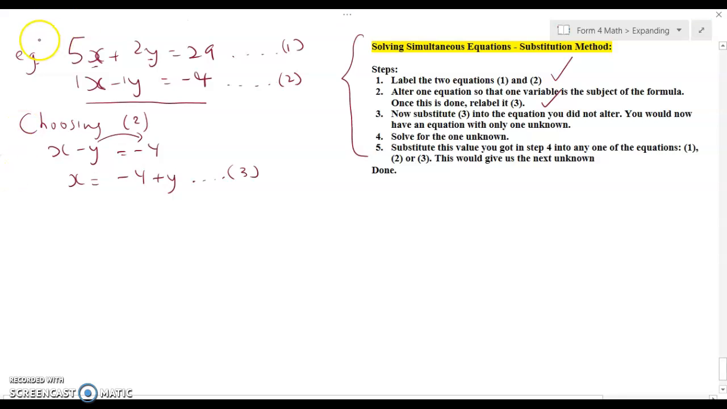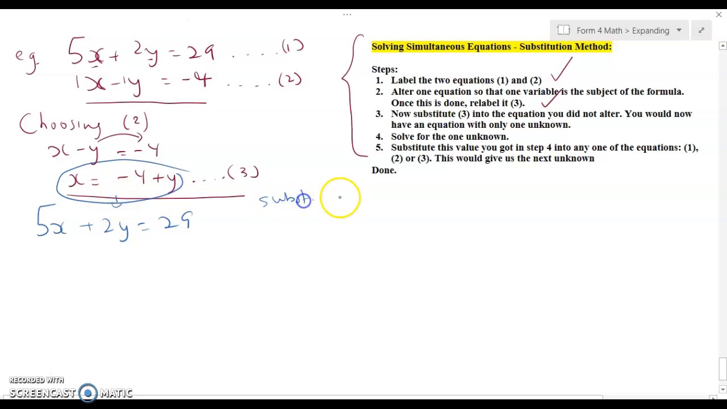So in step 3, I now have to substitute equation 3, this equation here, into the equation that I did not choose, which is equation 1. So I'll show you how. So to do that, I will write back equation 1, 5x plus 2y is 29, and I'm going to put this into this. So I have to write here, substitute 3 into 1. So instead of x here, I'm going to write this line here.